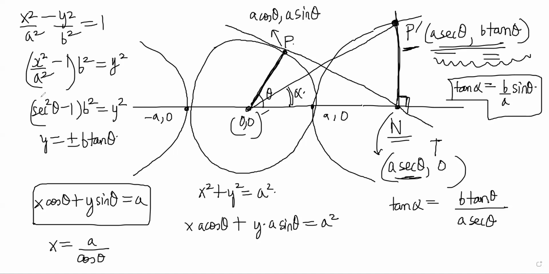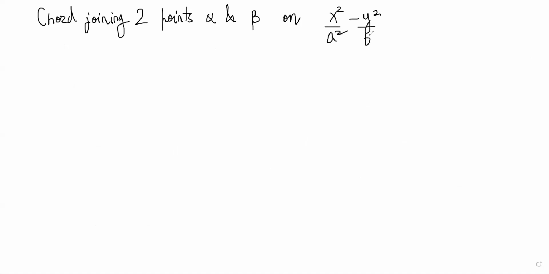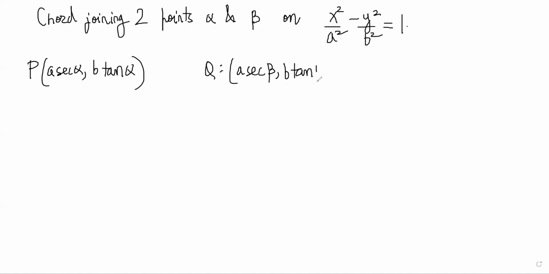Okay. The next idea is the idea of chord joining two points alpha and beta on x squared by a square minus y squared by b square equals 1. So basically, these are two different points on the hyperbola, one is P, which is a sec alpha, b tan alpha, and another point is Q, which is a sec beta, b tan beta. Now the line joining P and Q is the chord of the hyperbola.